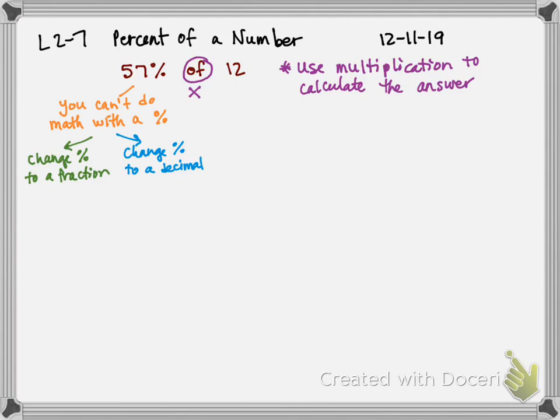So let's just go back here and reiterate that when you change a percent to a fraction, you're going to take that percent number and you're going to put it over 100. And if you're going to change it to a decimal, we're going to divide by 100. Move the decimal point left 2 places.